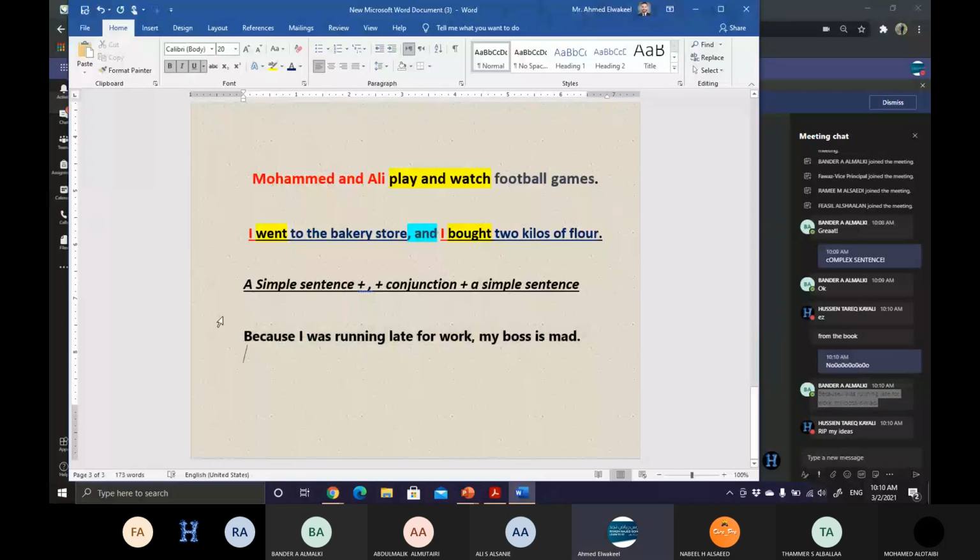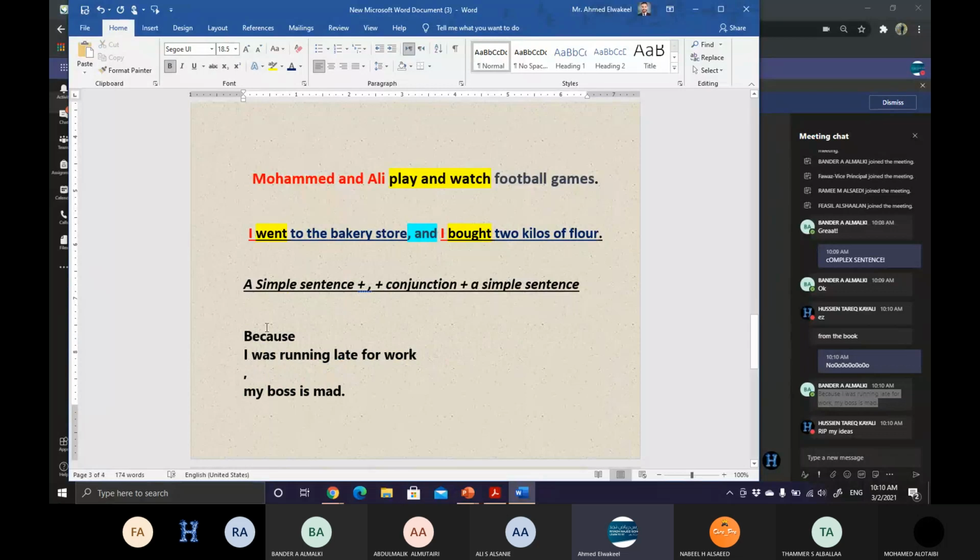So, what do you have here in this sentence, and why do we call it a complex one? Let's just try to analyze it. First, we have the subordinating conjunction, because, I was running late for work. I have the comma, and I have my boss is mad.